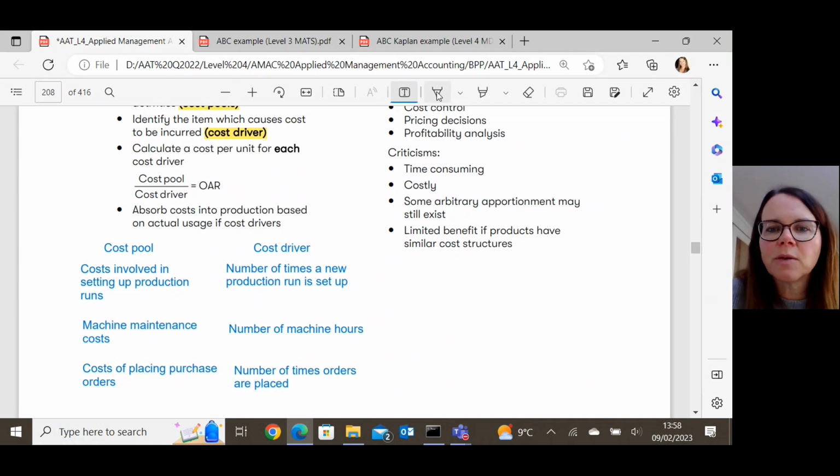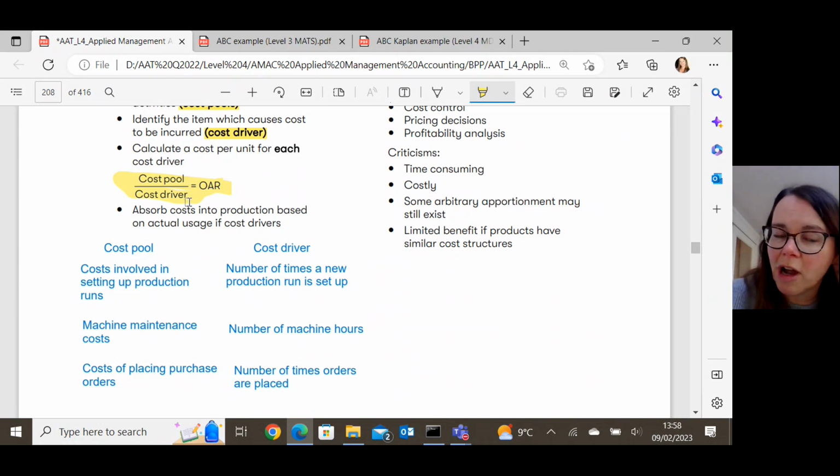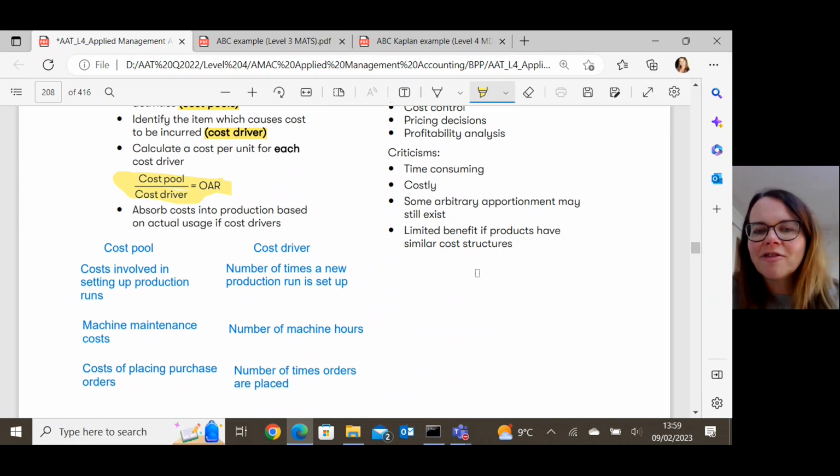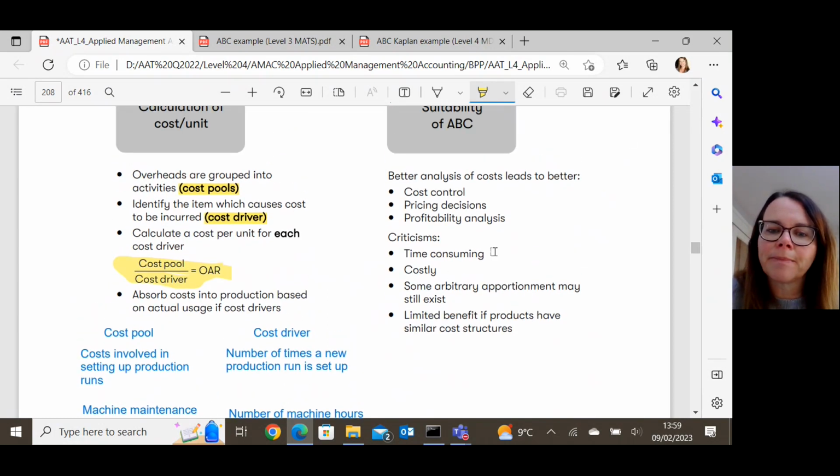So you can then see up above here, it's talking about calculating a cost per unit by taking the cost pool, dividing it by the cost driver to get a specific overhead absorption rate just for that particular cost pool and cost driver. So for that reason, using activity-based costing is generally held to be time-consuming and costly because you've got to figure all this out for all the different cost pools and cost drivers. And at some point, you just might not be able to do it.